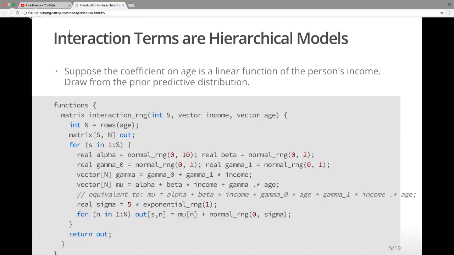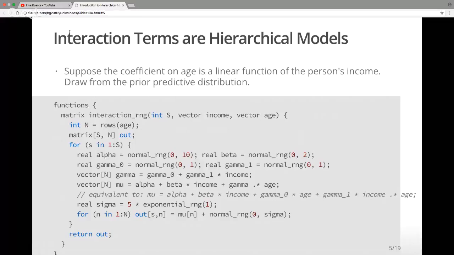And then what do we do with that gamma? Well, we use it to form the conditional expectation mu, which is intercept plus coefficient on income plus coefficient on age multiplied together element-wise.